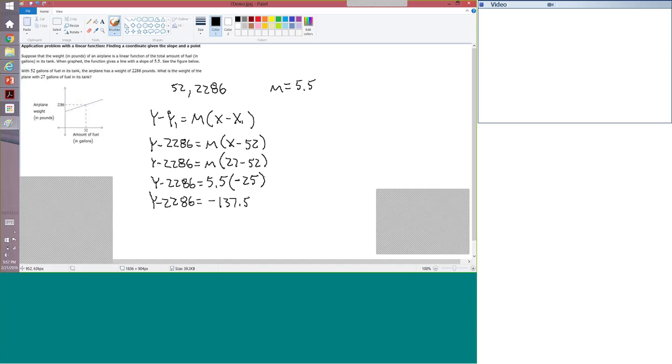If I add this 2,286 to both sides now, I will find out that when we have 27 gallons of fuel, the weight of the plane is going to be 2,148.5 pounds. All right. Does anybody have any questions about that?